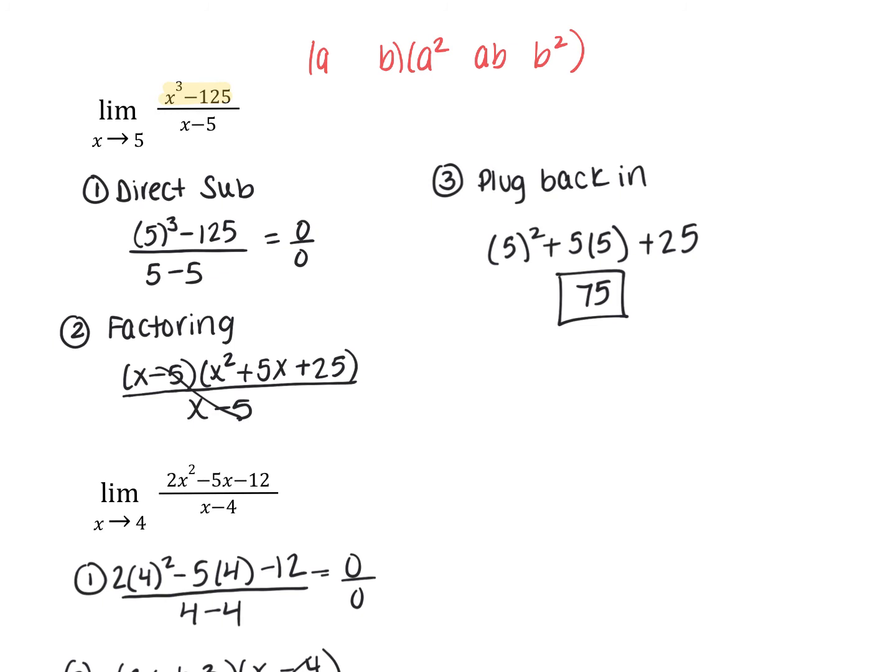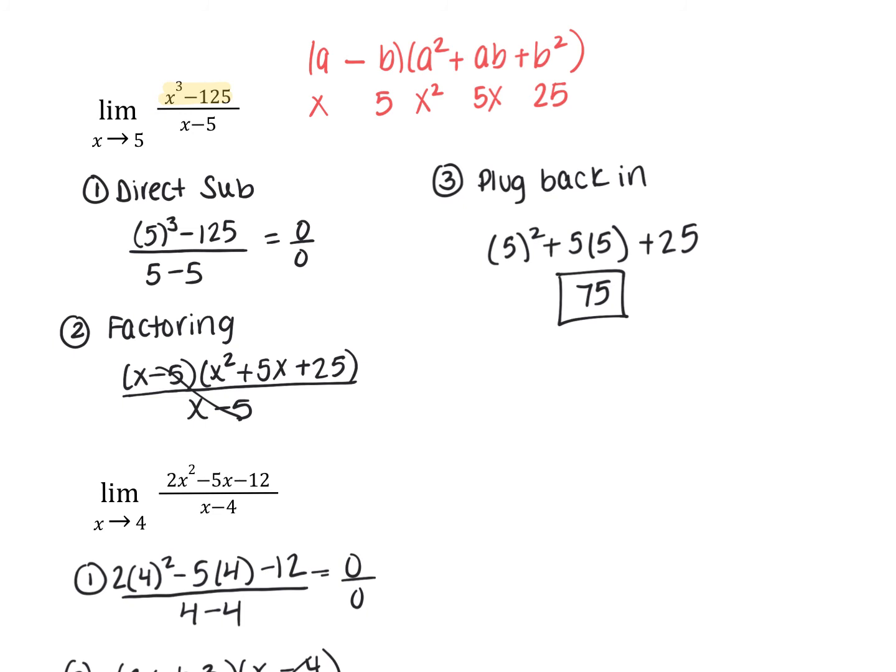So my a in this case was x, and my b was 5, because x to the third is x to the third, and 5 to the third is 125. So in my formula, x squared is a squared, 5x is ab, and b squared is 25. And then I did same opposite, always positive. So same sign as the original goes in the front, opposite, always positive. All right. And then I crossed off the x minus 5s and I plugged it back in. So plugging it back in, I got 75.